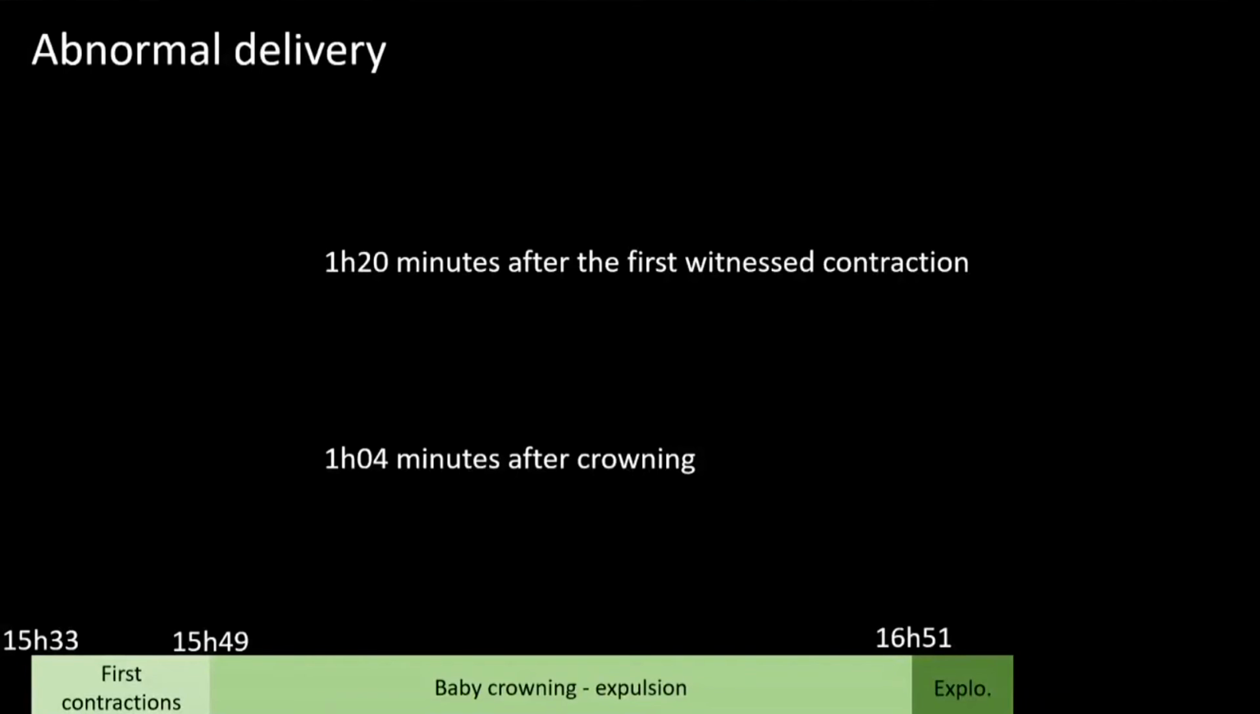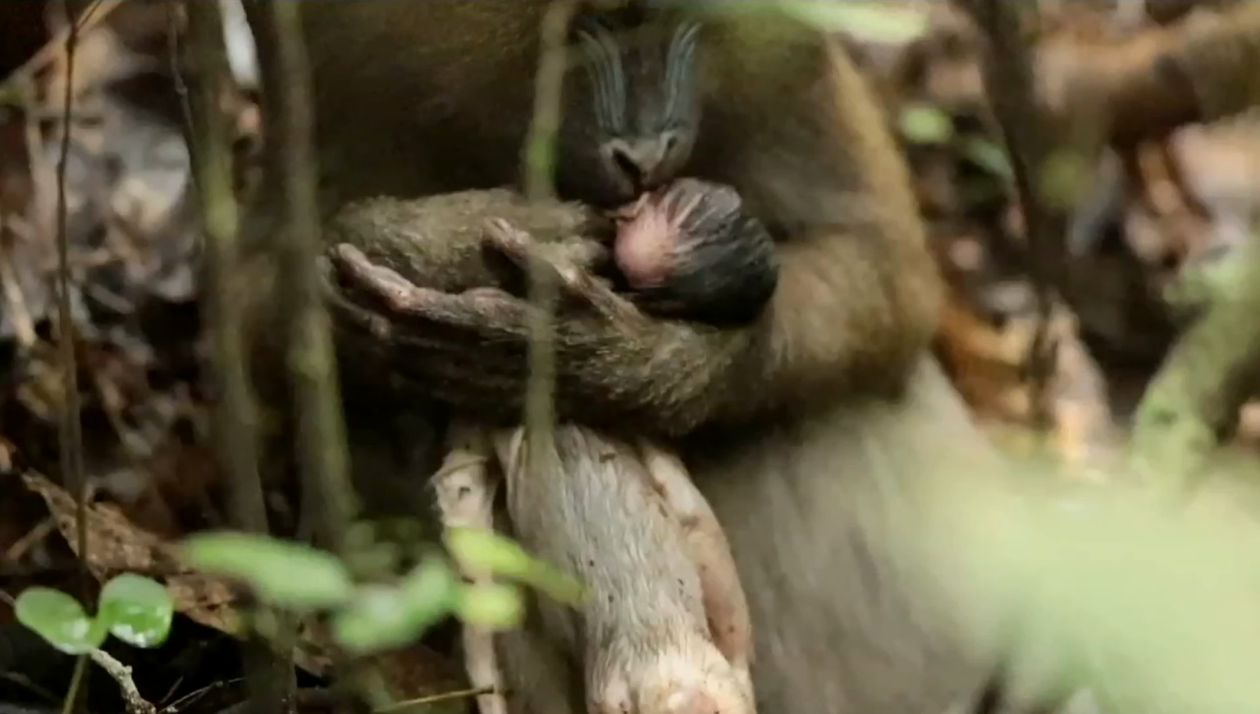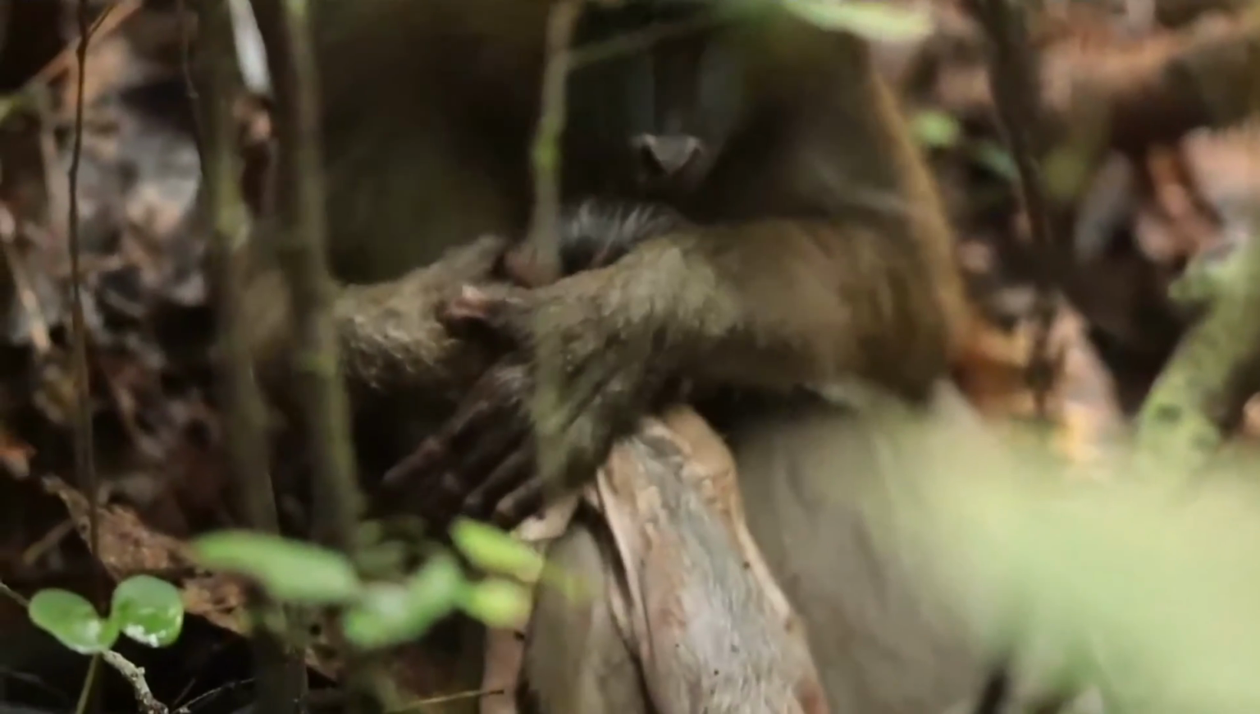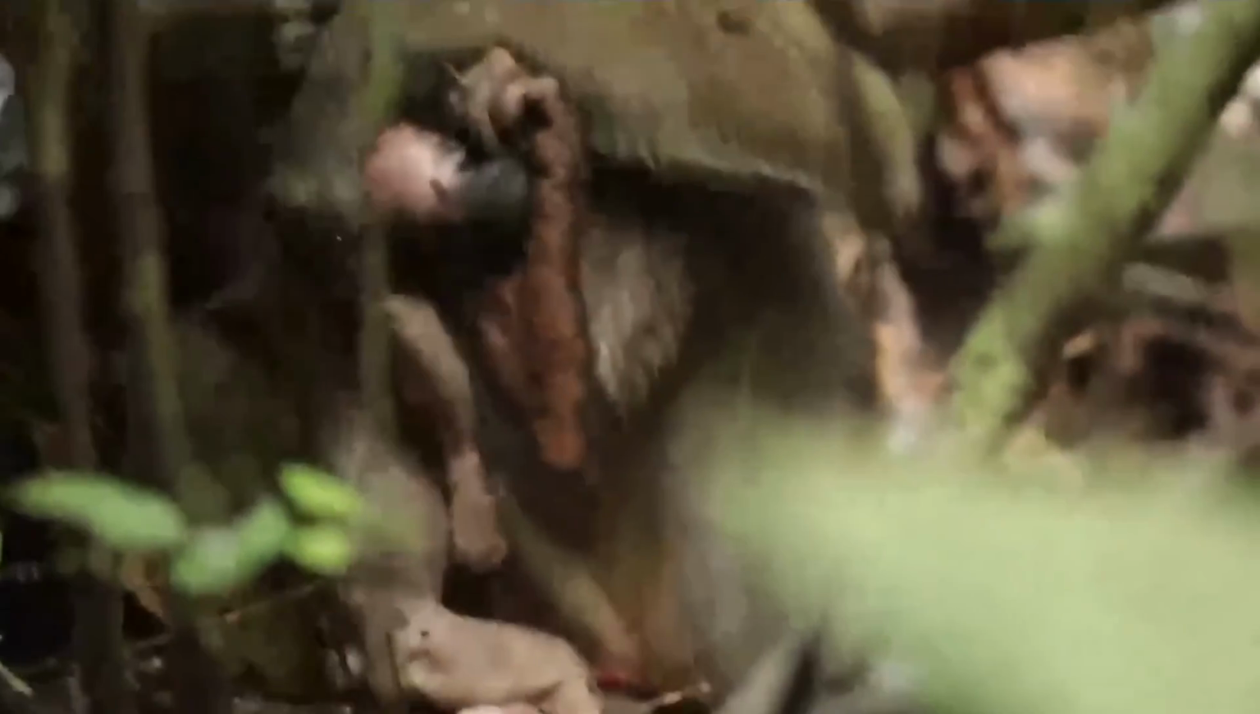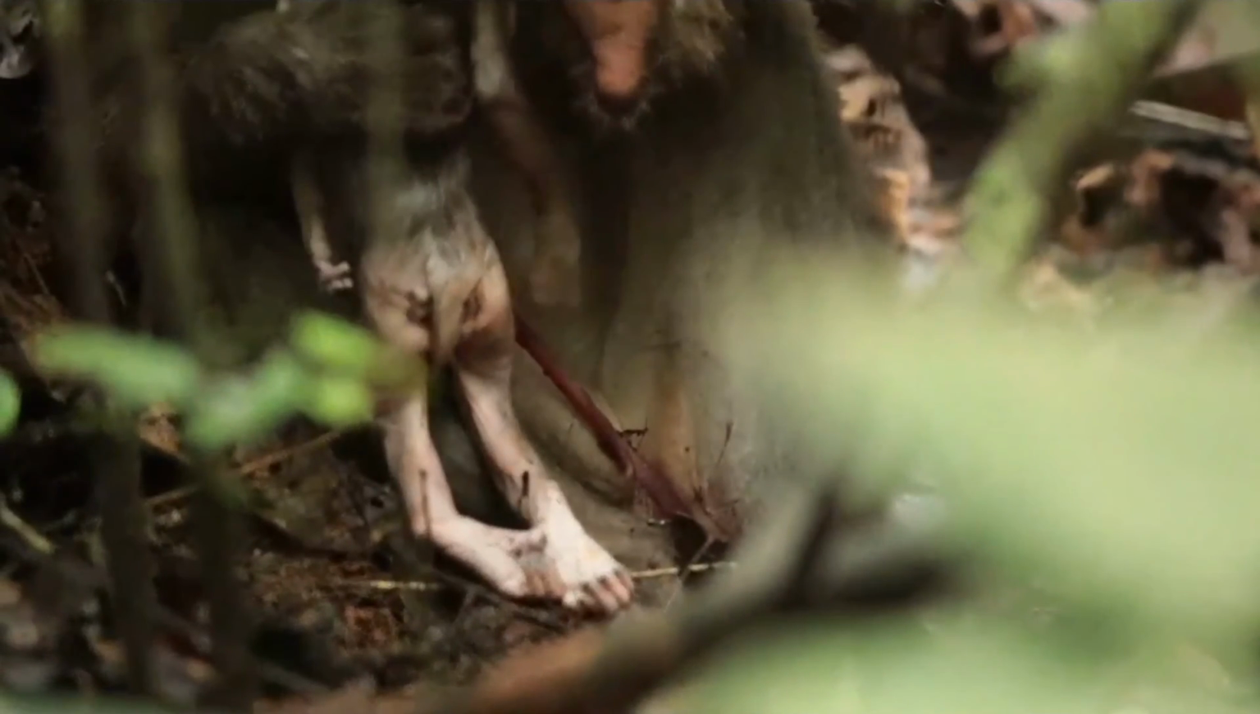We missed the expulsion of the baby, but when we found her again, the baby was lying dead next to her. This was 1 hour and 20 minutes after we witnessed a contraction, and 1 hour and 4 minutes after the crowning of the baby. When we saw the baby next to her, we also realized that the placenta was still in, and she was not having any contractions in order to expel the placenta. She was licking her baby a lot, but not really trying to clasp it against her. As you can see here, the umbilical cord shows that the placenta is still inside.